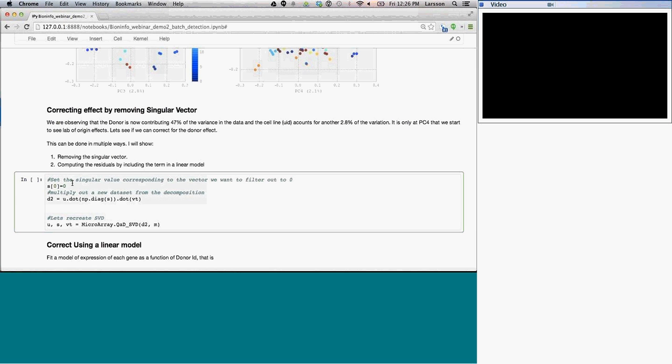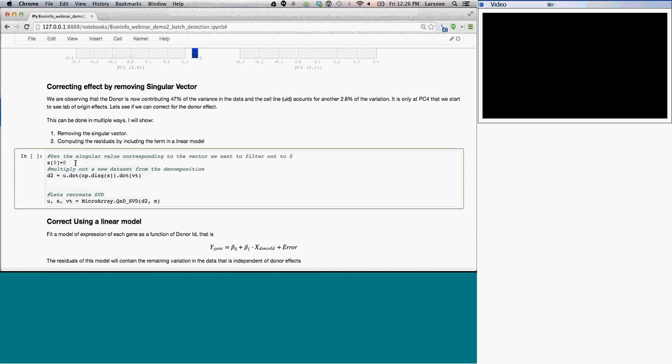The way I do that is I have my matrix S. I set the first singular value to 0, because it was the first vector that contained the information associated with donor. Then I multiply my U matrix with my S matrix and my V transpose matrix to reconstruct a data set where the first vectors in U and VT are now not a part of the data set, because S0 is equal to 0. And I'm going to do a new SVD, which is basically the SVD without that information in it.